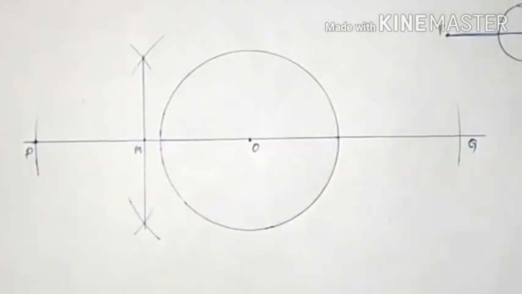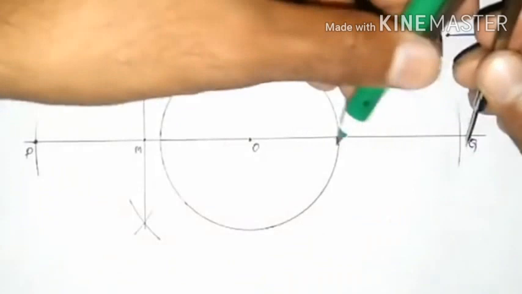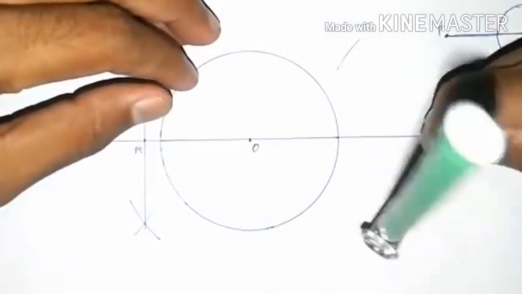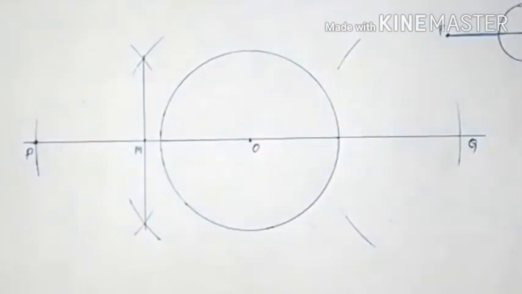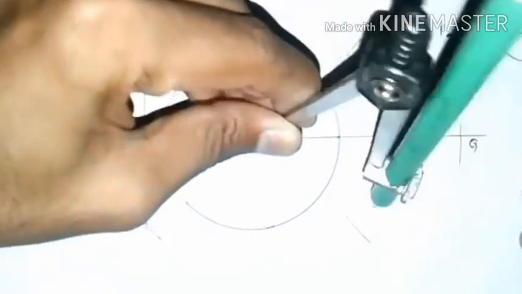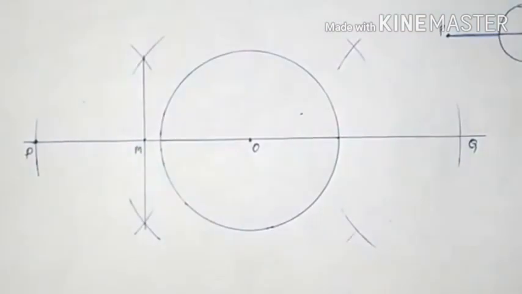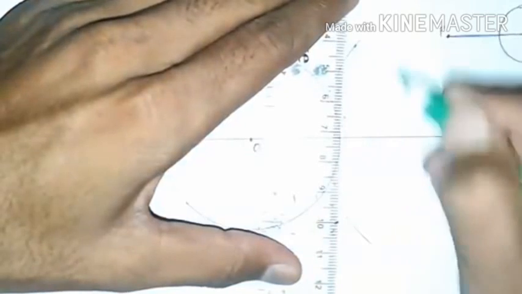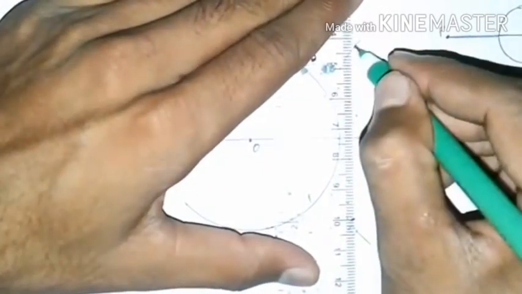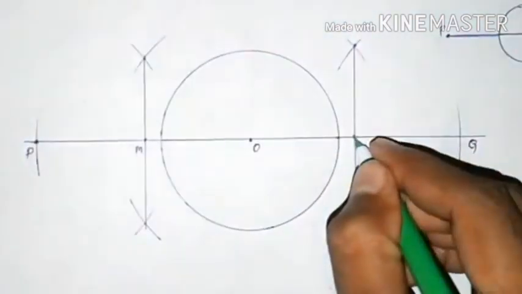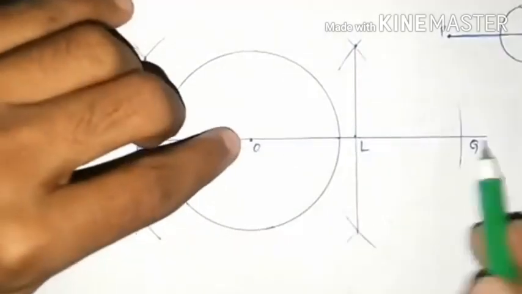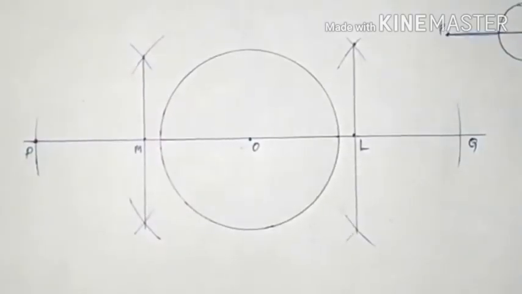Next we'll consider OQ, and we have to bisect OQ. For that, at Q take more than half, draw the arcs up and down with Q as center, and using the same radius and O as center, cut those arcs which you have already drawn and join the point of intersection of those two arcs and mark the midpoint as L. Bisector of OP and bisector of OQ we have drawn.